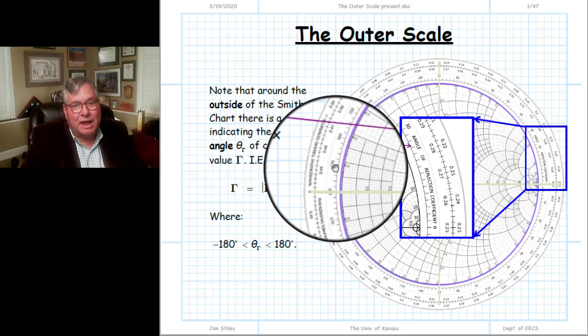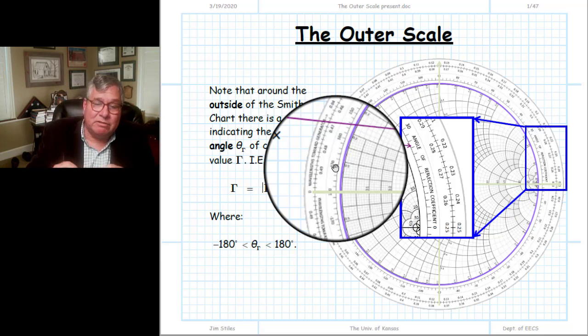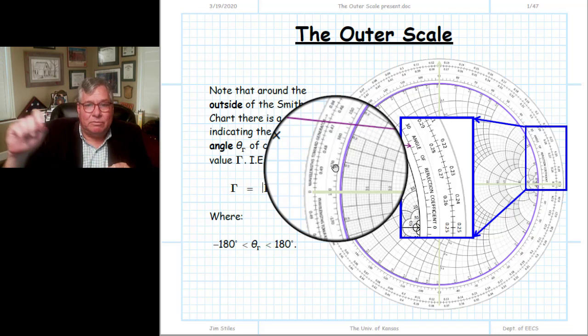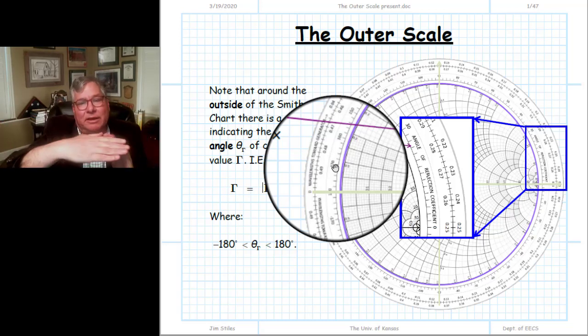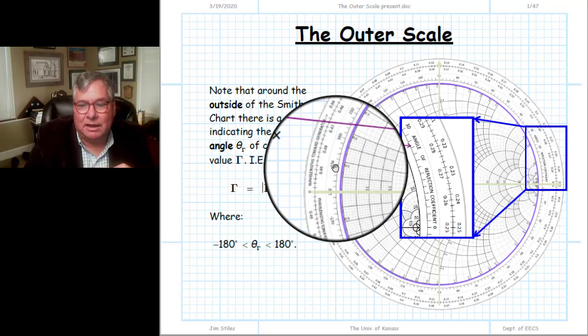And again, this gives us a way of graphically taking a point on the Smith chart and having a method with a straight edge to determine the phase angle of that point without having to resort to a protractor to measure the angle between the line that intersects it and the positive part of the real axis.